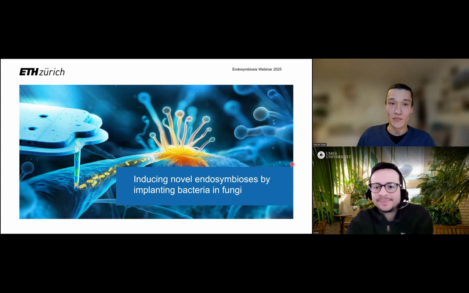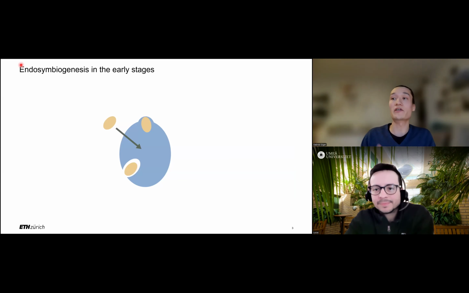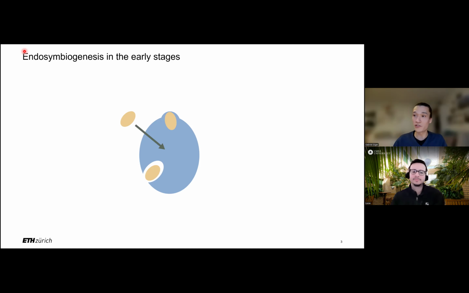I've been invited to present this work that we published about a year ago about inducing novel endosymbiosis by implanting bacteria and fungi. I'll try to keep the introduction quite short of why we're doing this. Basically, we are interested in endosymbiogenesis in the very early stages. So rather than looking at established systems of different ages, we really try to experimentally probe what happens when, in our case, usually endosymbiotic bacteria start moving into a host.